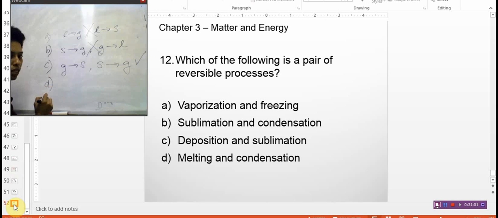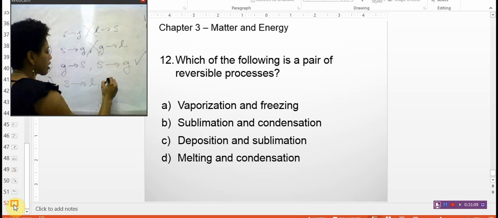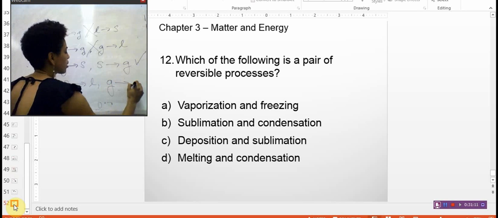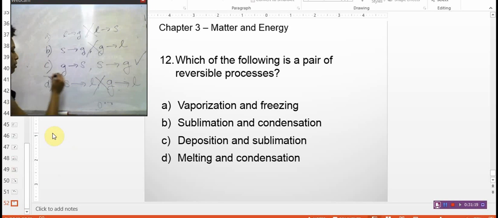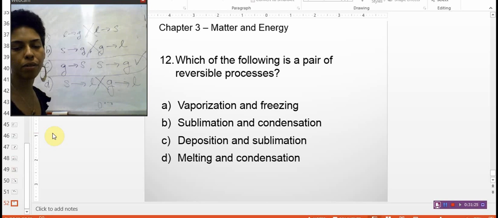But let's also look at D. Melting, I'm going from what? Solid to a liquid. And condensation, I'm going from gas to a liquid. We end up at liquid, but they're not reversible. So our answer here is C, sublimation and deposition. All right, guys, that's the rest of chapter 3.